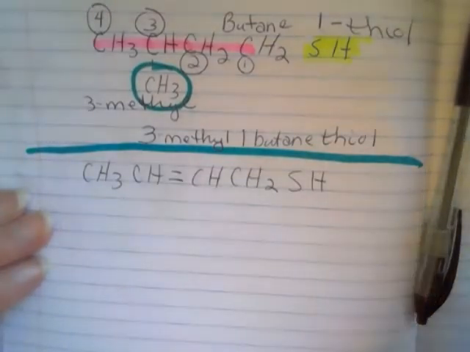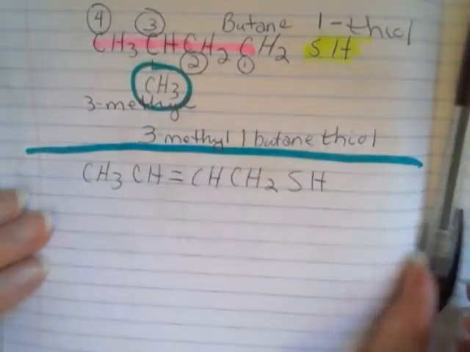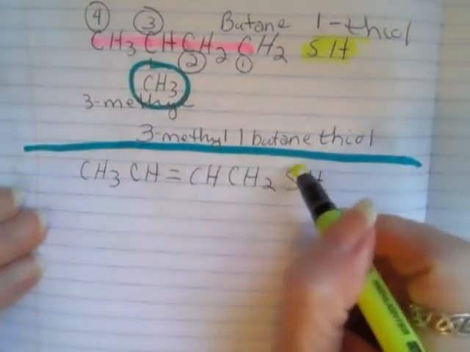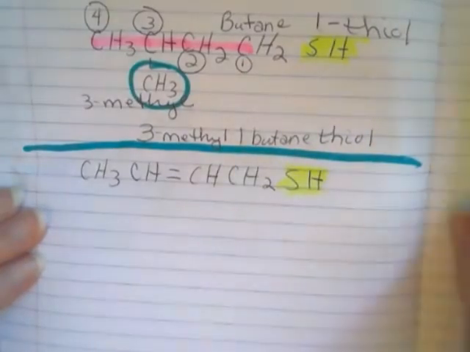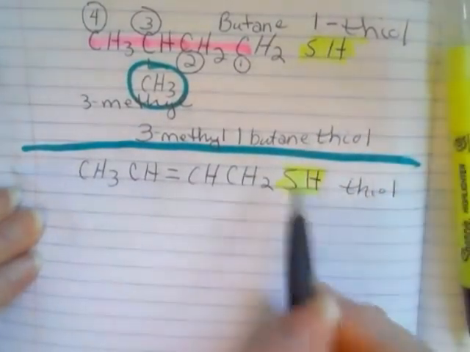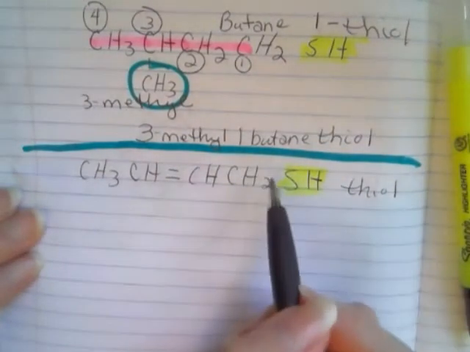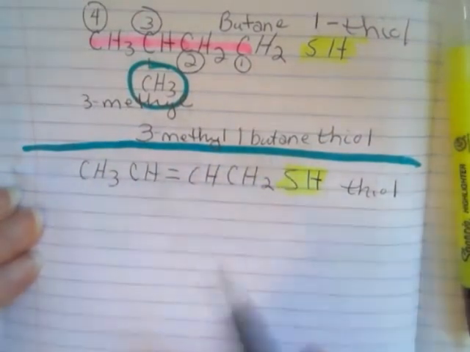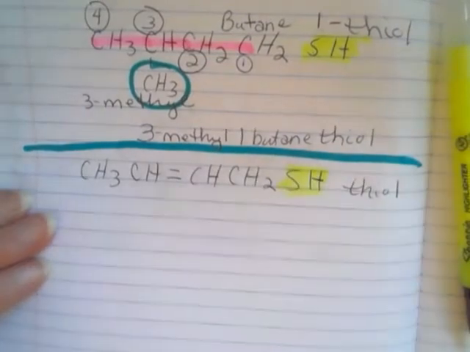Okay, we come upon this one on a homework problem or test, something like that, and we have to name it. I'm going to highlight this right here, and next to it I'm going to write thiol, because that's what that SH is. And then I'm going to look over here and see what I have that's attached to it.